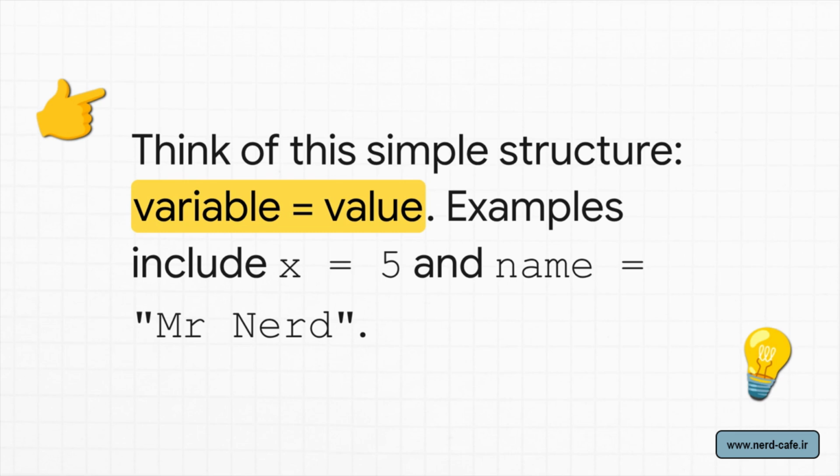When you write x equals 5, you're basically telling Python, hey, create a box, stick a label on it that says x, and put the number 5 inside. And here's the really cool part. You don't even have to tell Python it's a number. It's smart enough to figure that out all by itself.